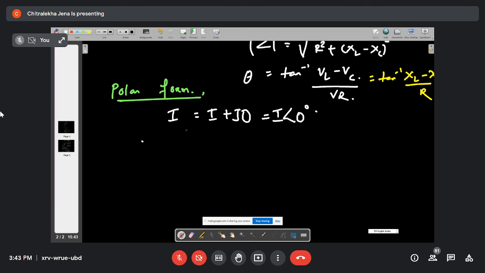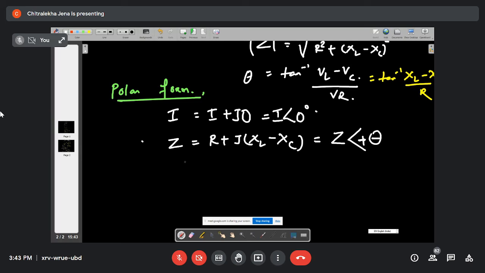Z is equal to simply R plus J XL minus XC. Z is present at an angle of how many degrees? Theta degree. Plus theta we will write, because there is a condition of minus theta. I will tell you that later. Okay.